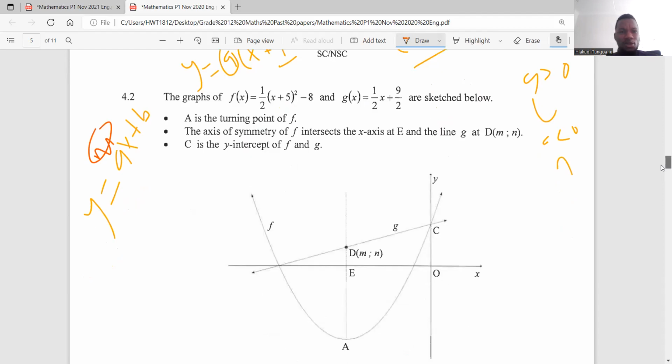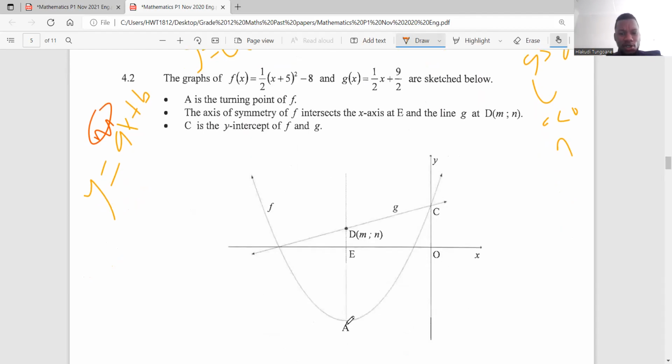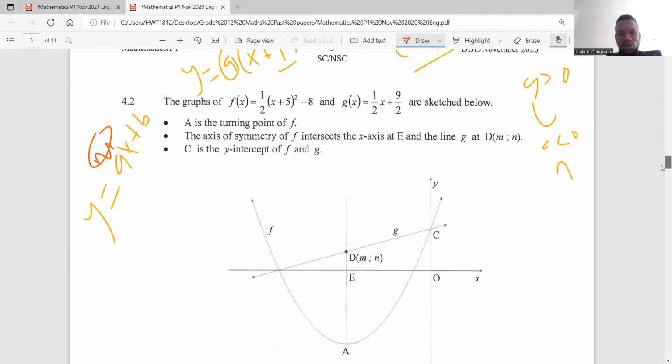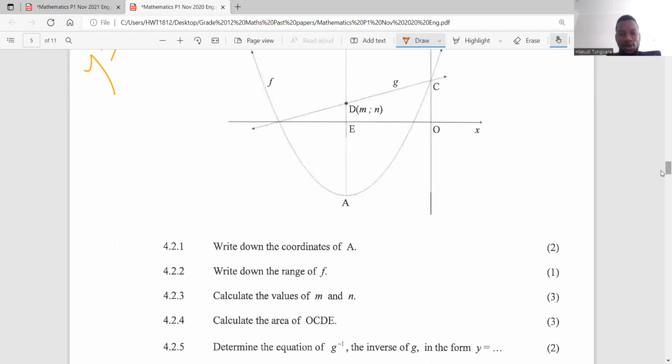So let's go down. They say A is the turning point. We already know the coordinates of the turning point because of the concept I just said. In this case, the turning point's coordinate is -5 and -8. I don't know what the question is going to ask, but if they ask for the coordinates of the turning point, they already have the answer straight away.